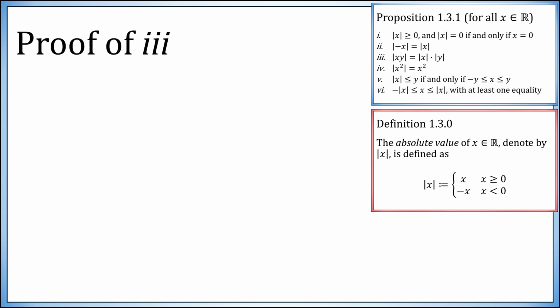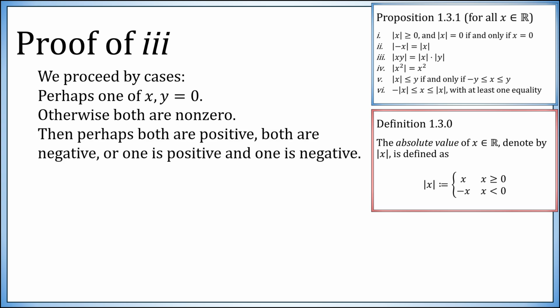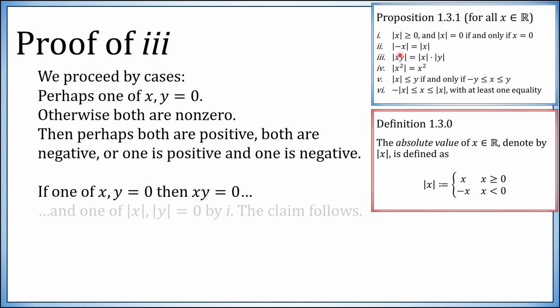Moving on to the third item. We'll go by cases. If either one of x and y are equal to 0, or both of them are not 0. If both of them are not 0, maybe they're both positive, maybe they're both negative, or maybe one is positive and the other is negative. So first of all, if one of the two is 0, then the product is 0. But here, if the product xy is 0, then we already know its absolute value is 0. And if one of these is 0, then the absolute value of 0 is 0, and you get 0 equals 0 on both sides. No surprise.